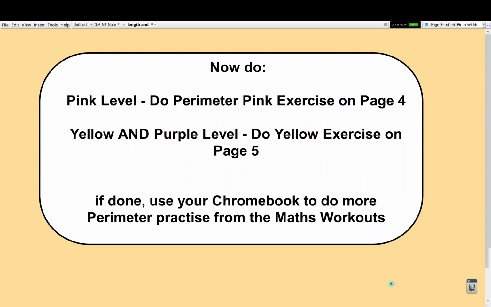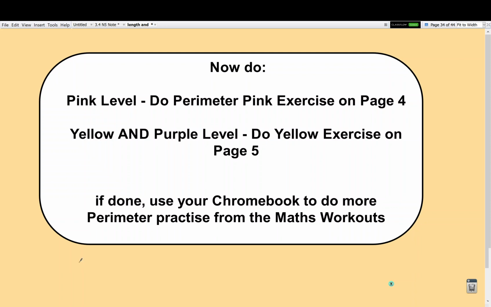Now some of you may get done, particularly purple level, may get done that before the end of the lesson. If that is the case, I want you to use your Chromebooks to get out and do some perimeter practice from the maths workouts. Okay, now you should hopefully know the login details for that. We've done it several times already. If you don't, I've passed them on to the teacher who's there, and they'll be able to remind you of the login details.